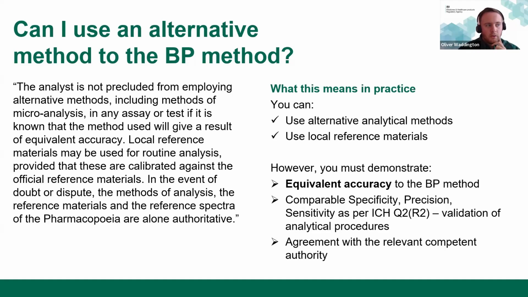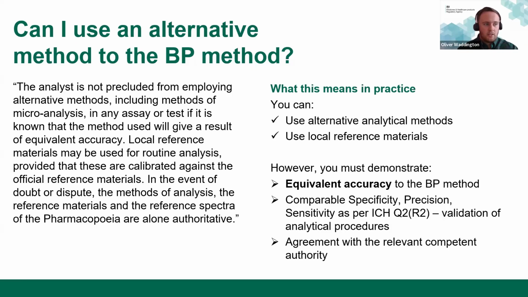So a common question we get is, can I use an alternative method to the BP method? And so the answer to this is yes, but with certain conditions. So the general notices state analysts is not precluded from employing alternative methods, including methods of microanalysis in any assay or test if it is known that the method used will give a result of equivalent accuracy. So what does this mean in practice?